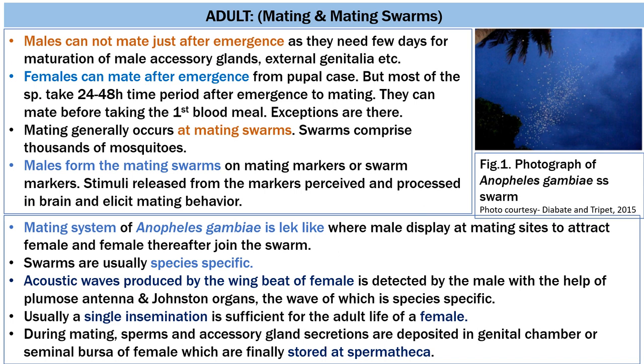Usually, a single insemination is sufficient for the adult life of a female. During mating, sperm and accessory gland secretions are deposited in the genital chamber or bursa copulatrix of the female, and are finally stored in the spermatheca.